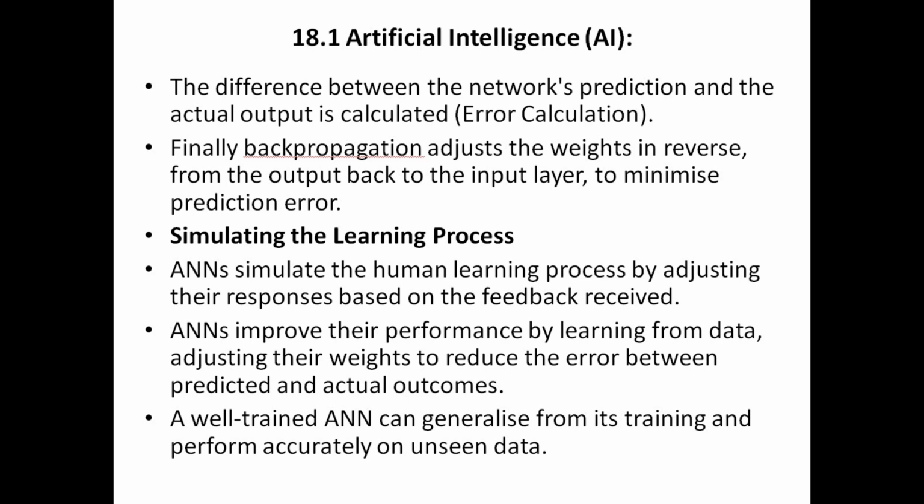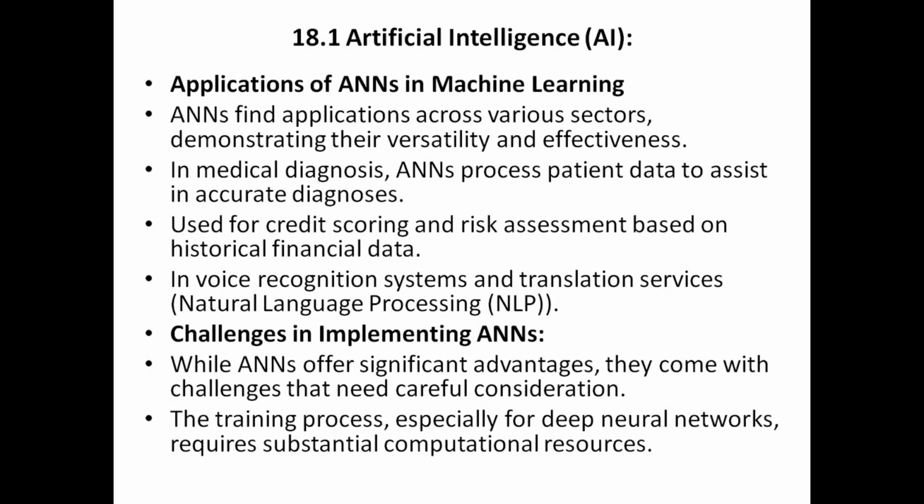Simulating the learning process. The ANN simulates the human learning process by adjusting its responses based on the feedback received. They improve their performance by learning from data. They adjust their own weights to reduce the error between the prediction and actual outcome. A well-trained ANN can generalize from its training and perform accurately on unseen data.